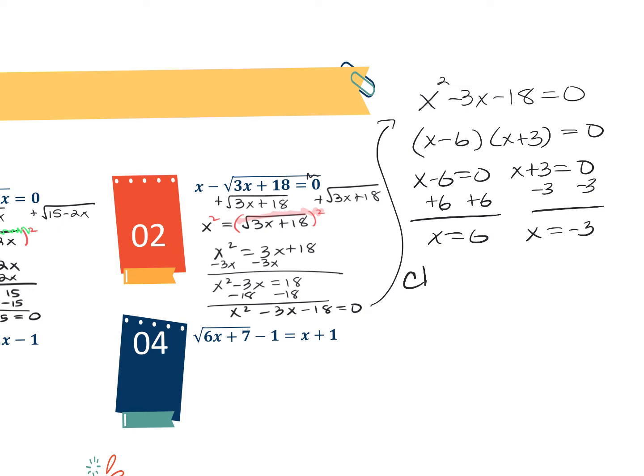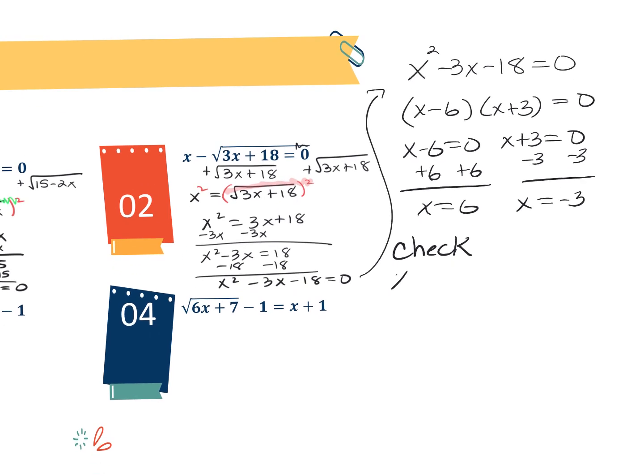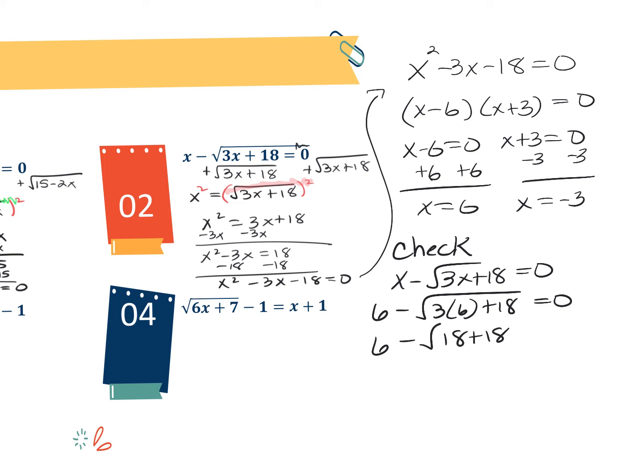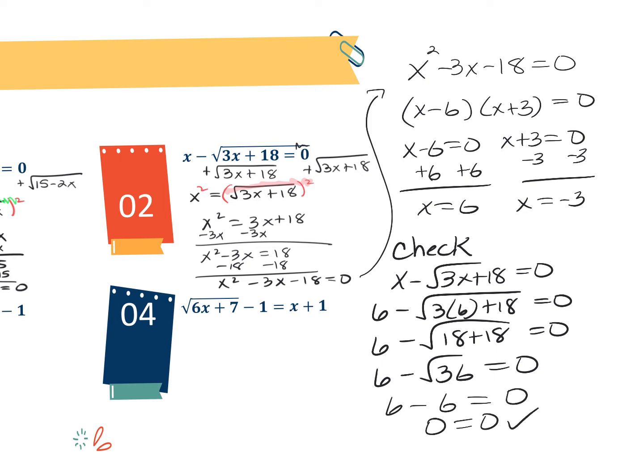So I'm going to plug back in the positive 6 first. So x minus the square root of 3x plus 18 equals 0. Every place I see an x, I'm going to put the 6. Going to follow order of operations underneath the radical. I get 18 plus 18, which gives me 36. The square root of 36 is 6. And 6 minus 6 is 0. So this one's good. So far I got a good answer here with x equals 6.